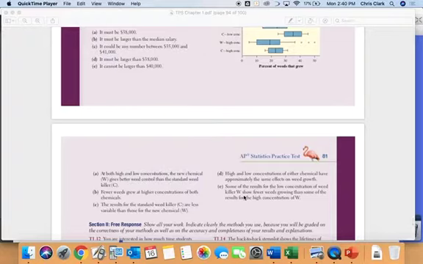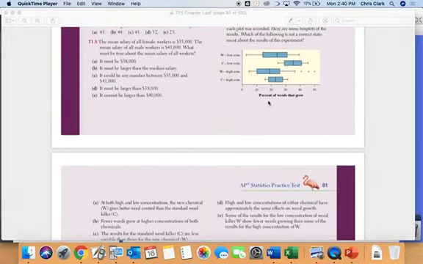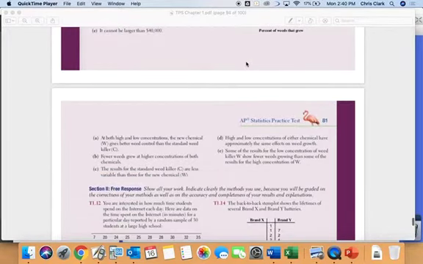E, some of the results for the low concentration of weed killer show fewer weeds growing than some of the results for the high concentration. That's true. That happens. There's a lower minimum in the low concentration of the new. So that's a true statement.